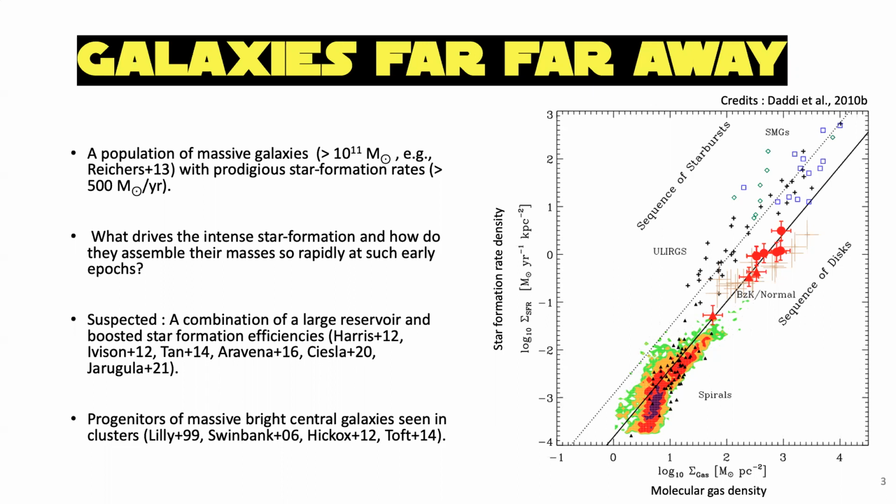But sometimes you can have a boost in the efficiency of star formation for certain galaxies, by which for the same amount of molecular gas, they could have a higher star formation rate. So what is suspected in some of these most intensely star-forming galaxies is a combination of both a large gas reservoir as well as some sort of mechanism that's playing a role in order to increase or improve the efficiency of star formation. These galaxies are particularly interesting because they are thought to be the progenitors of some of the most massive galaxies in the clusters that are seen today.